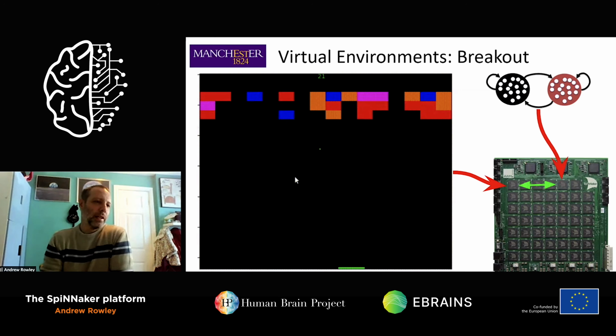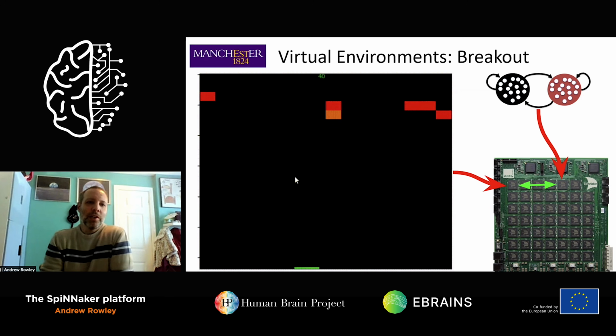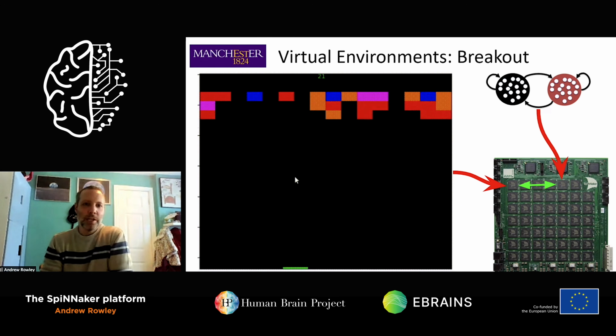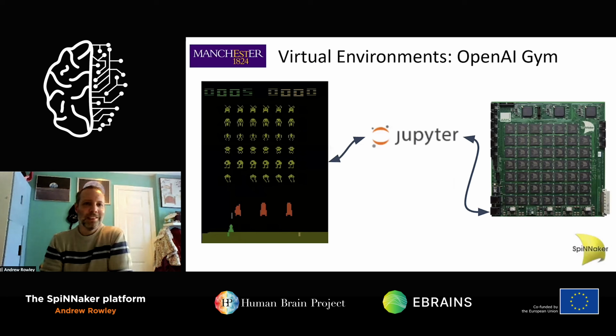The other thing we can do, similar to the Sudoku problem, is run other virtual environments on the machine as well. So here we've got an example of Breakout running on the machine. You can run that alongside the neural network, again, and have them interact with each other. So you can have a reasonably fast interaction with a virtual environment here, which is quite a useful feature of the platform.